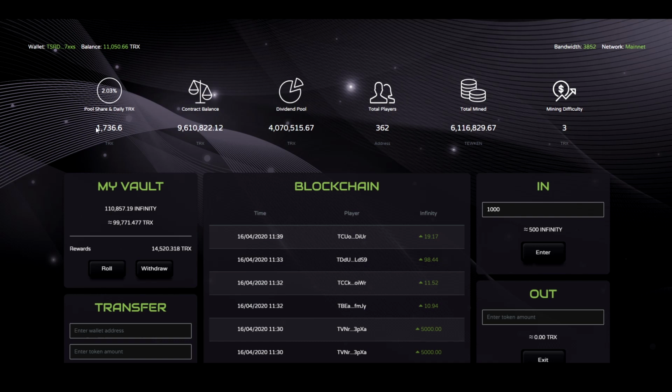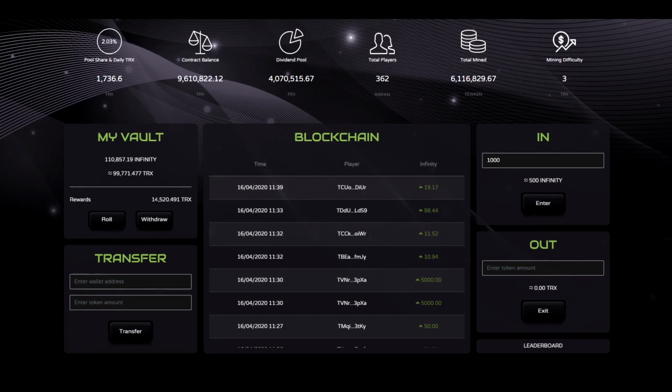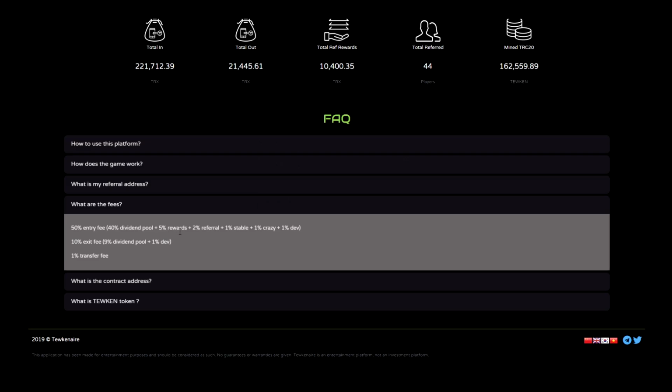And over the span of 24 hours, this is how much I would earn. But if you notice, I have a lot more than that in my rewards. That is because of the 5% rewards.